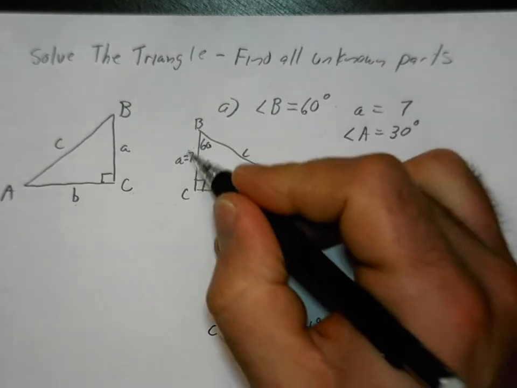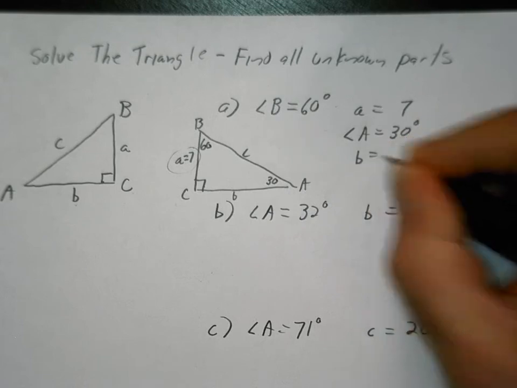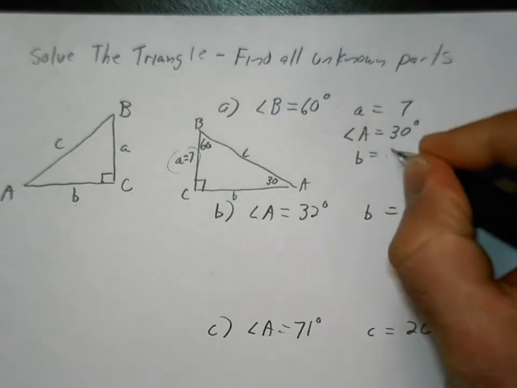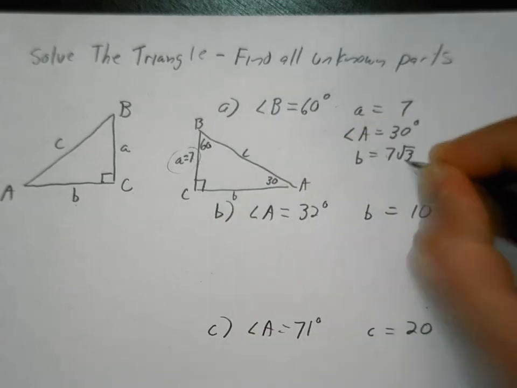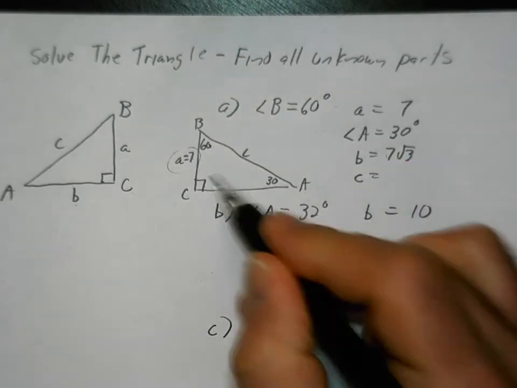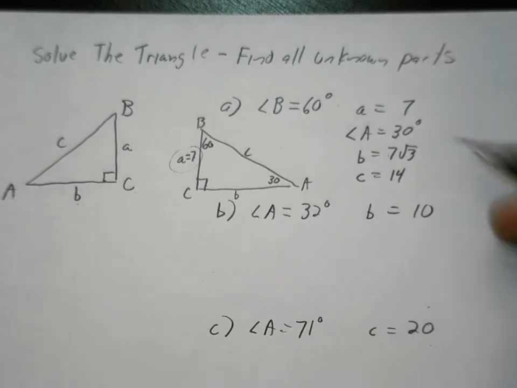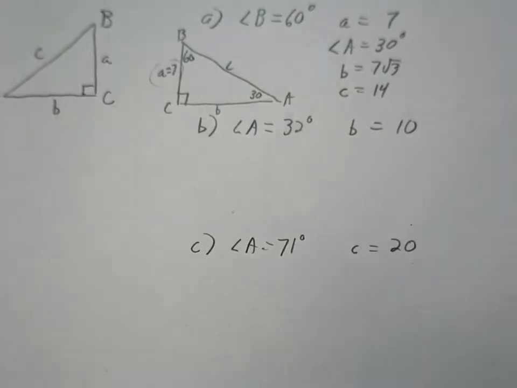Okay, this is my short leg, so that means side B is the short leg times the square root of 3. So that's easy. And then side C is twice the length of the short leg, so it's going to be 14. So I've solved for all the missing parts in that triangle. I'm done. Okay, next one.